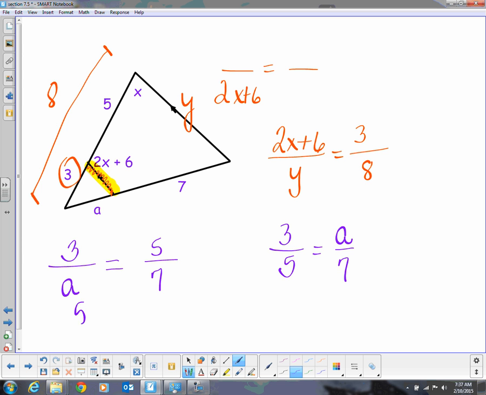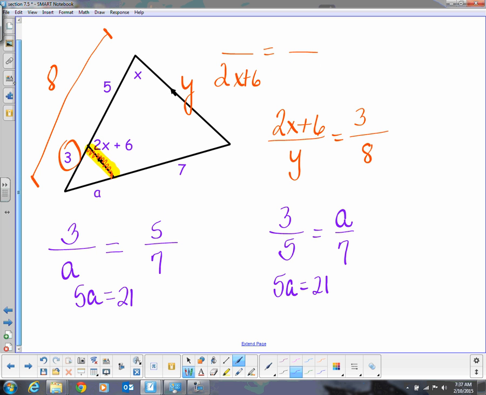This cross product is 5a equals 21. Notice this cross product is still 5a equals 21. So 3 is to a as 5 is to 7. 3 is to 5 as a is to 7. Either way, you're going to get to the same point. So A is going to be 21 over 5. And I don't know how we're going to get X.